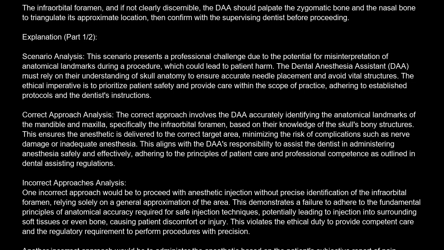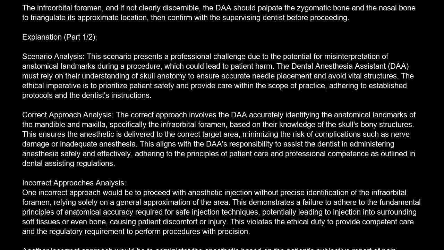The correct answer is A. The infraorbital foramen, and if not clearly discernible, the DAA should palpate the zygomatic bone and the nasal bone to triangulate its approximate location, then confirm with the supervising dentist before proceeding.